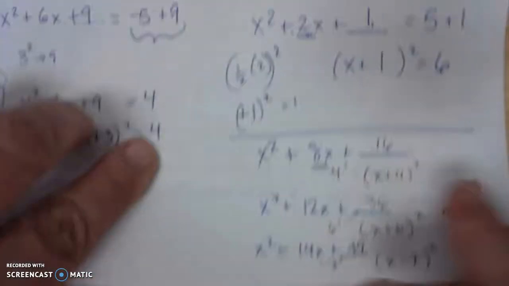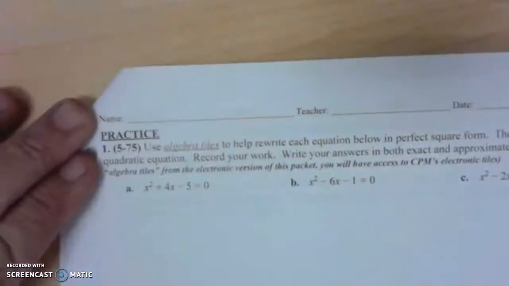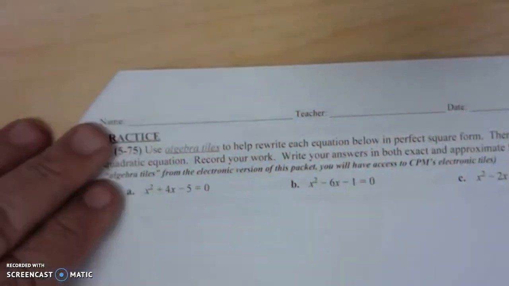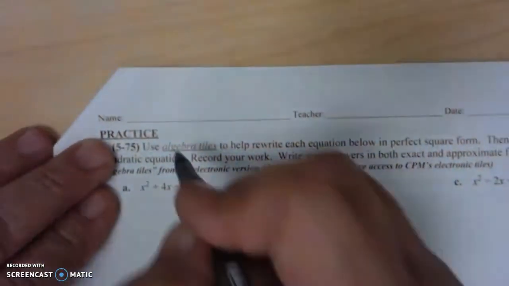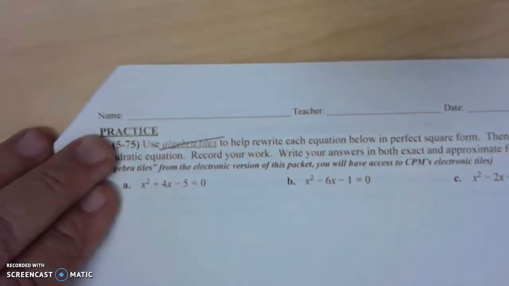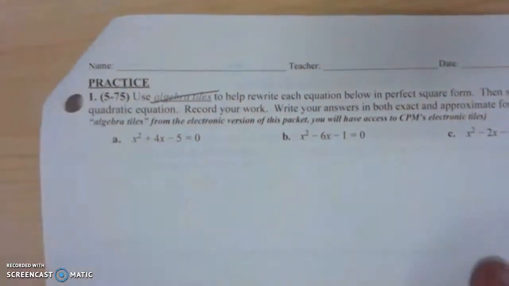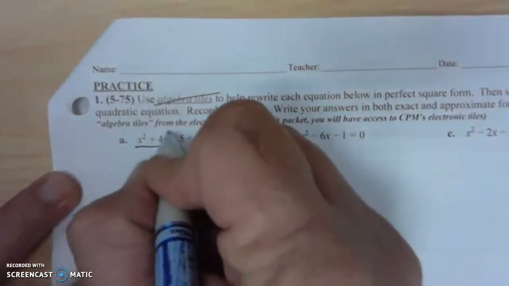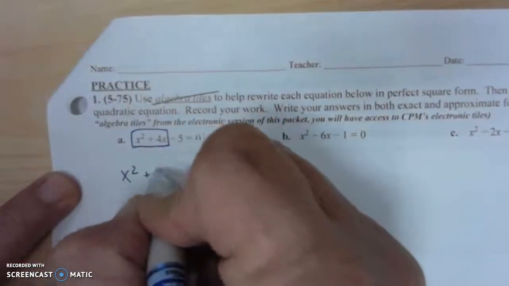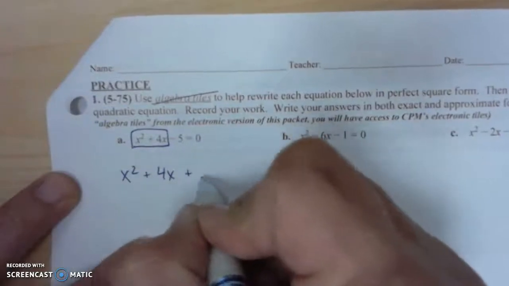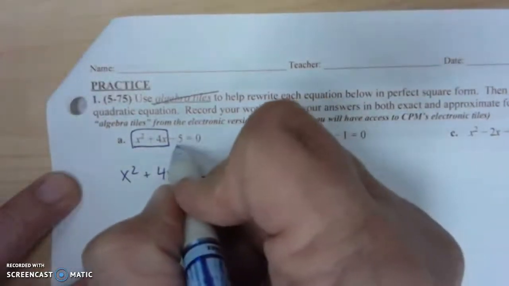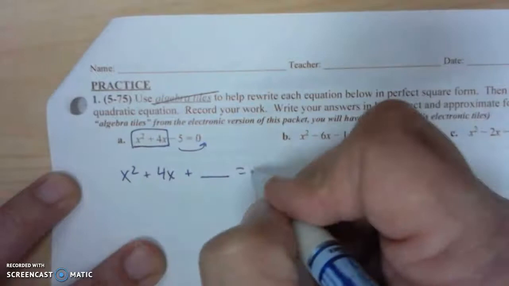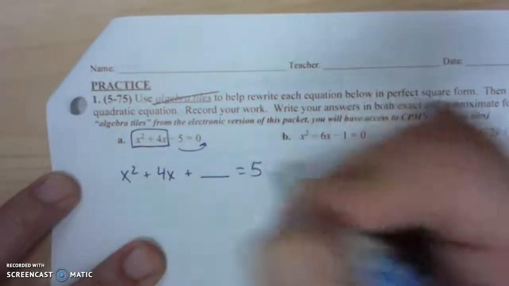All right, let's look at the next page and keep going here. Now it says use algebra tiles, but we're not going to. We are going to use our method that we learned because you don't have algebra tiles at home. So I want to focus on this part right here. x squared plus 4x plus something equals. Now take this third term and move it over. So add 5 to both sides, you get 5.